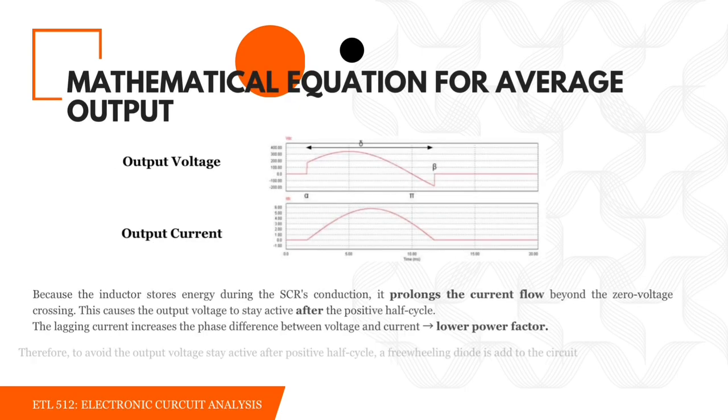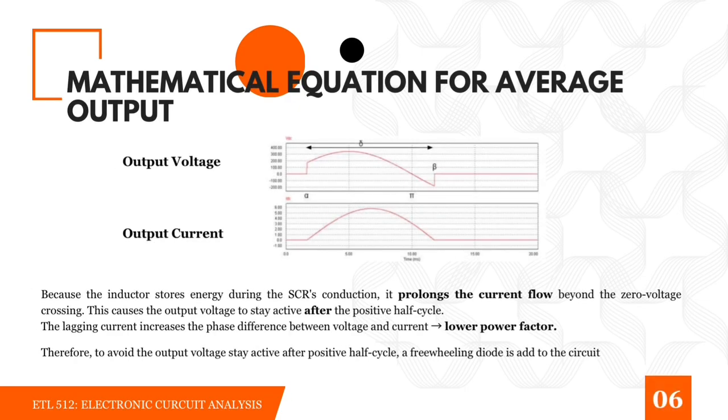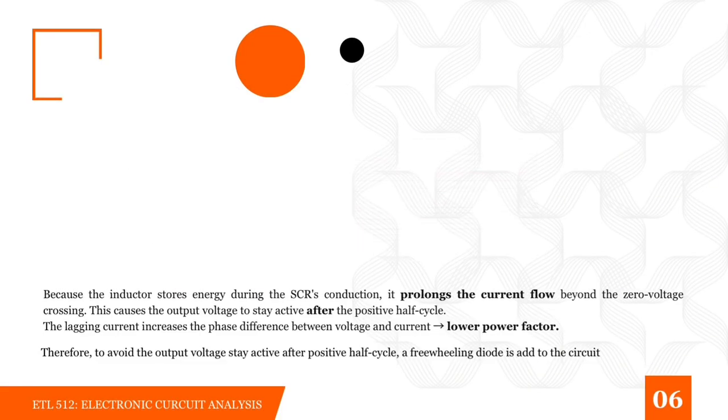The inductor stores energy while the SCR is on, which prolongs current flow even after the voltage crosses zero. This makes the output voltage stay active after the half cycle ends, increases the phase difference between voltage and current, and lowers the power factor. To fix this, we add a freewheeling diode.